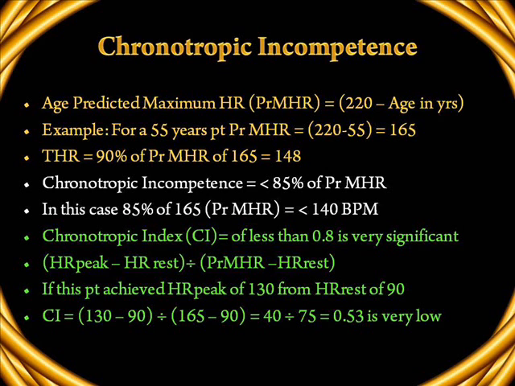So, either method we can calibrate the chronotropic incompetence. Either of the methods: the heart rate, as we have seen, less than 80% or 85% of the predicted maximum heart rate, or use the chronotropic index using the peak and resting heart rate and the predicted maximum heart rate.